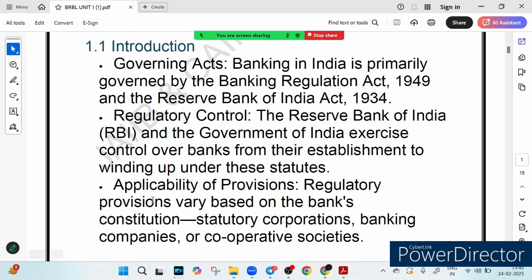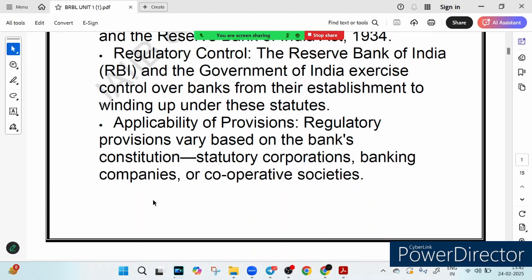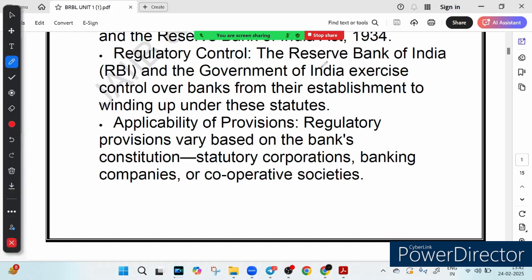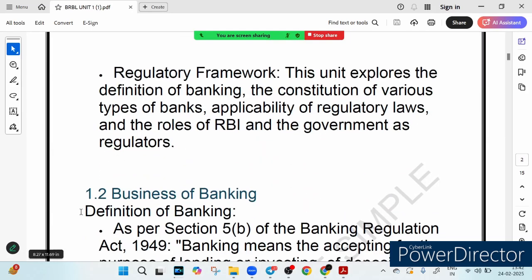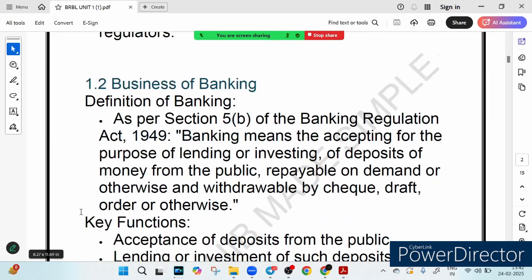Some banks are statutory corporations, some banks are banking companies, and some are cooperative societies. You can see it written here. And guess what, each type has slightly different rules depending on what kind of bank it is. So let's break down what banking means, the different types of banks you encounter, and the role of RBI. First of all we will understand the meaning of the terms statutory, banking company, and cooperative society. Before that, let's understand the definition of banking and also discuss the key functions.